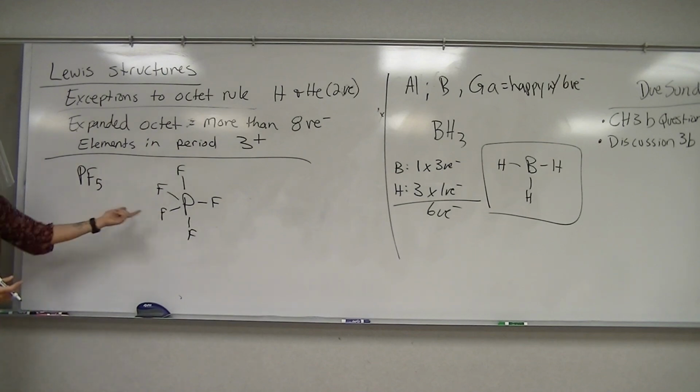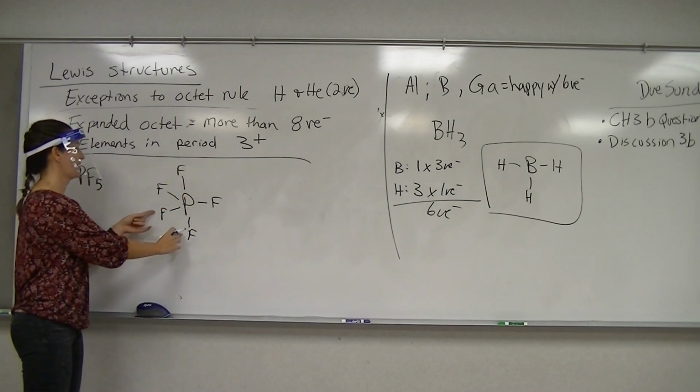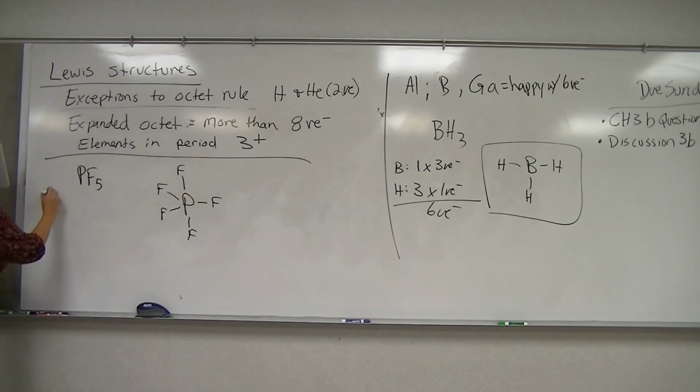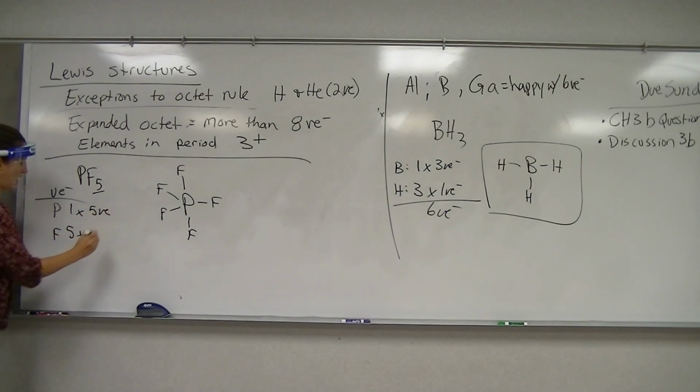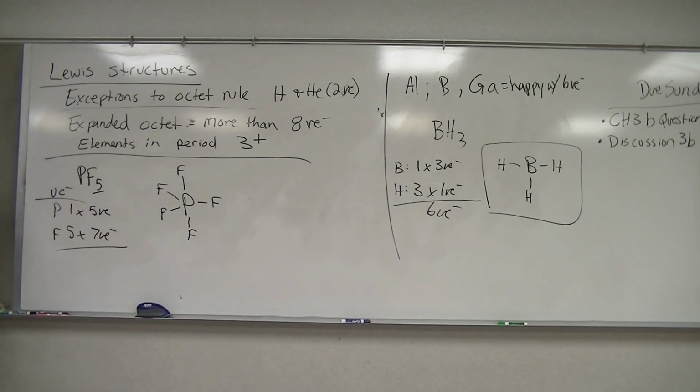Now to finish the drawing though, we know that phosphorus is more than happy, but are the fluorines? Not yet. So we still need to do our process and figure out our total. Phosphorus is just 1, fluorines 5. Phosphorus is group 15, so group 15 has 5 valence electrons. Halogens all have 7. So 35 plus 5, that's 40. That's our highest count so far.